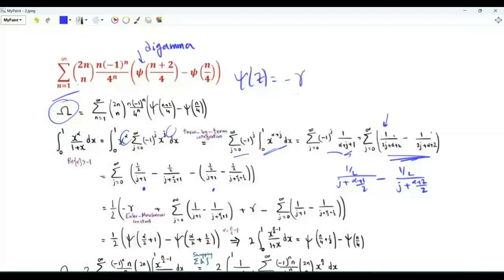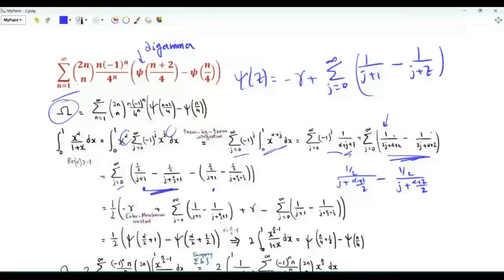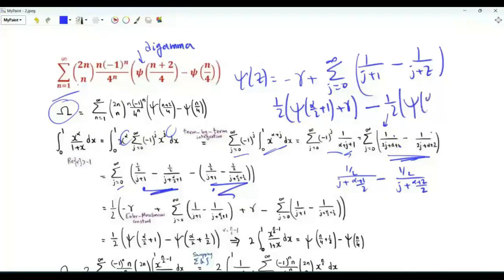Digamma of z is equal to minus small gamma, Euler-Mascheroni constant, plus summation g from 0 to infinity, 1 over g plus 1 minus 1 over g plus z. The sum of this difference here is equal to 1 half digamma of alpha over 2 plus 1 plus small gamma. The sum applied to this bracket here gives 1 half digamma of alpha plus 1 over 2 plus small gamma.